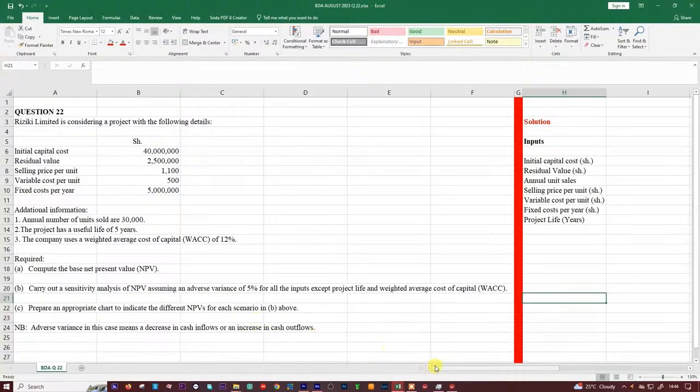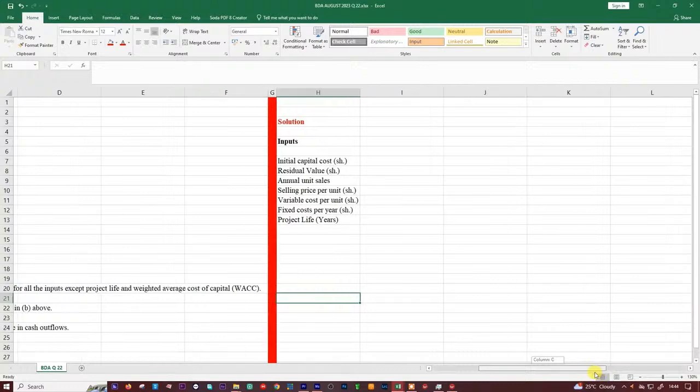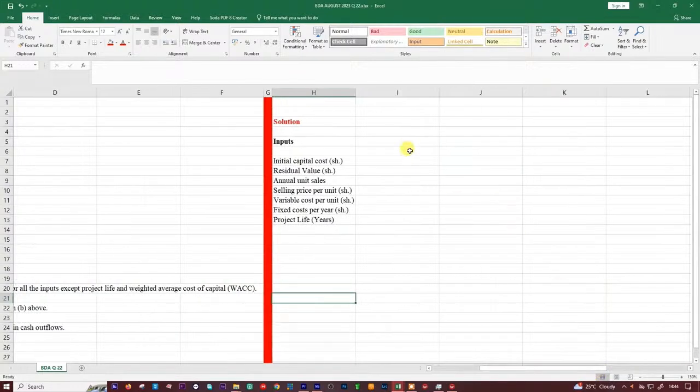So what we're going to do, ladies and gentlemen, you can see towards the right of the screen that we've developed inputs: the initial cost, the residual value, the selling price, the variable cost per unit, the fixed cost per year, and the project life. Now we're going to identify the major inputs towards the right. We are going to talk about the base case, based on the input. So base.